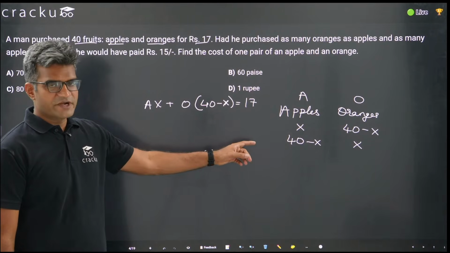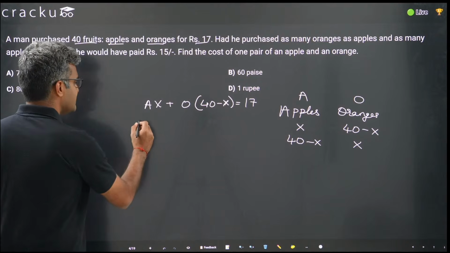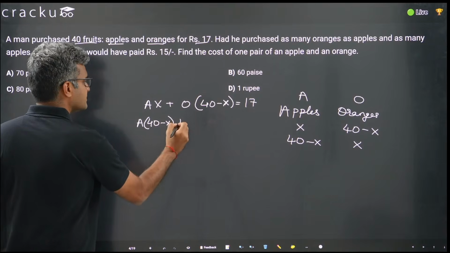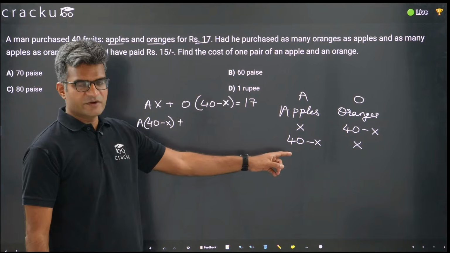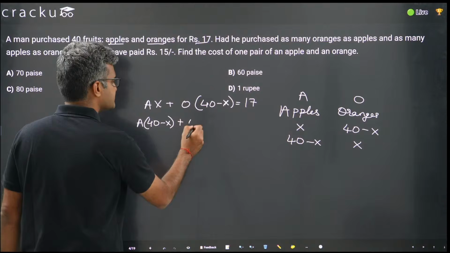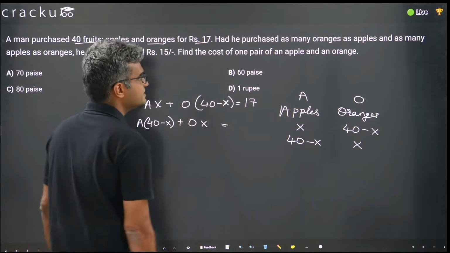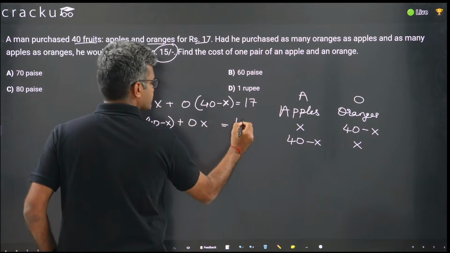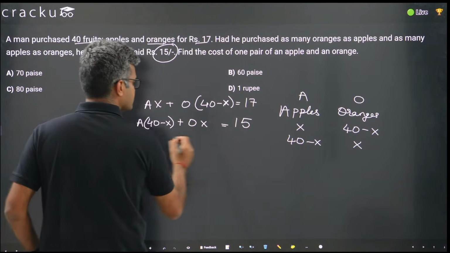What is the cost of 40 minus X apples? It will be A into 40 minus X. And what is the cost price of X oranges? It will be O into X. This we are told is equal to rupees 15. So here we have two equations.